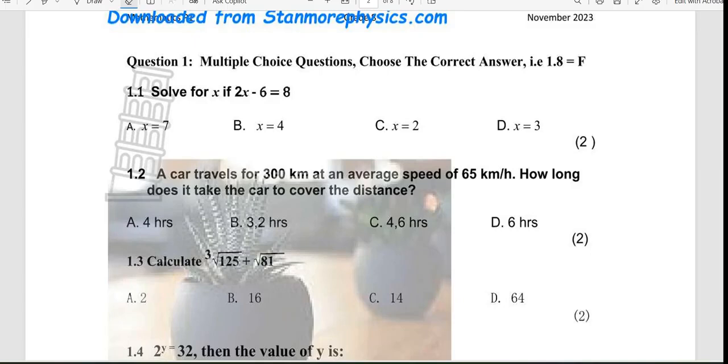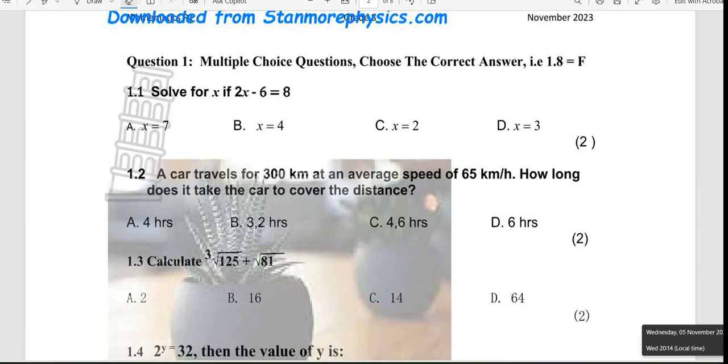Guys, please use this question paper to prepare for your November 2025 examination. Most of the questions will repeat, not exactly the same, but they will be in the same structure. So use this question paper to practice so that you will know how to answer in your examination. Okay, guys, let's get started.